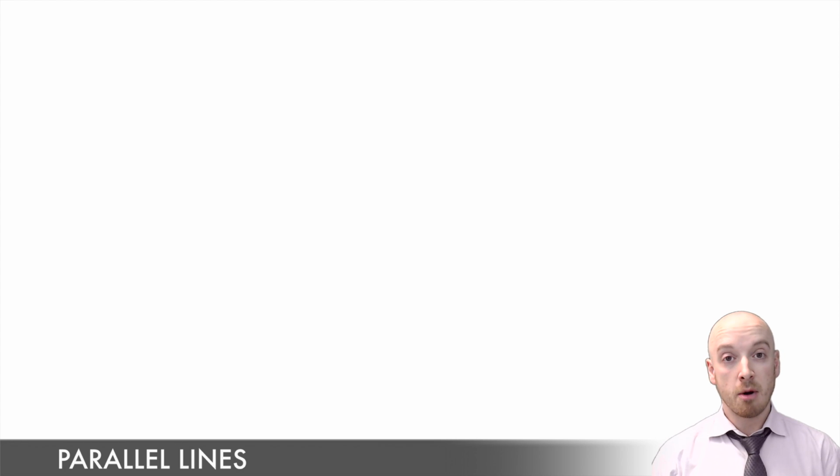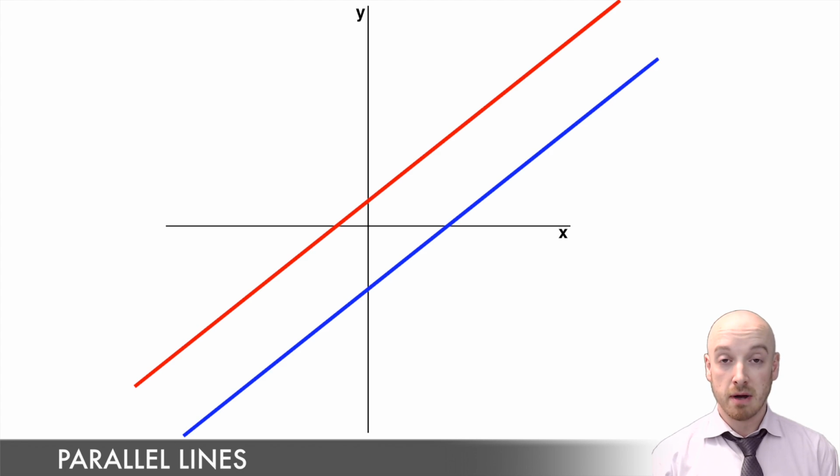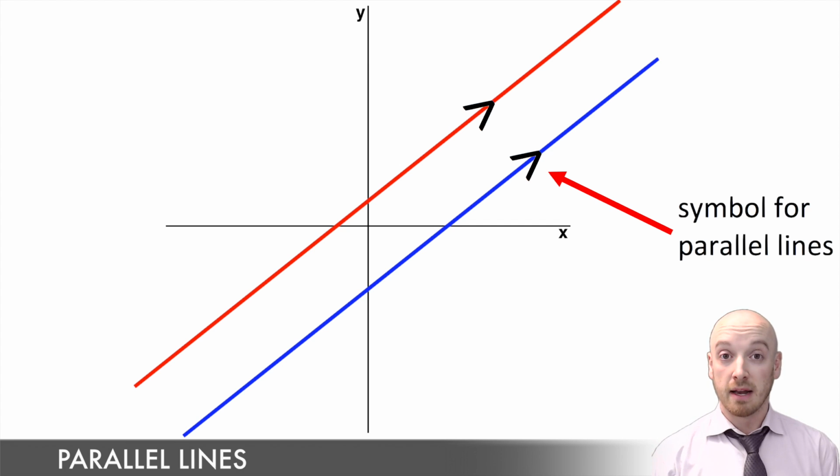Alright, so when we talk about parallel lines, you probably know by now that we're talking about two lines that run side by side that will never touch. Now the example most of us have learned is that train tracks example. If you picture train tracks, they run beside each other, but they never touch.